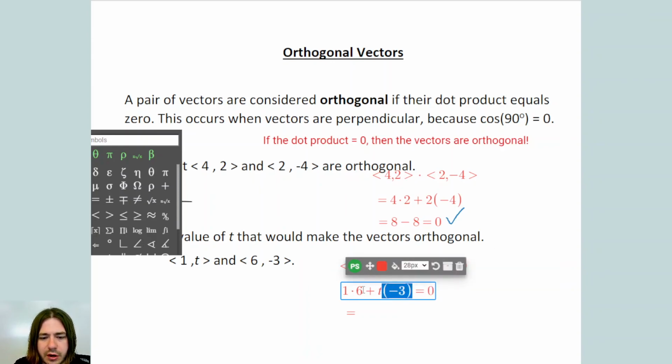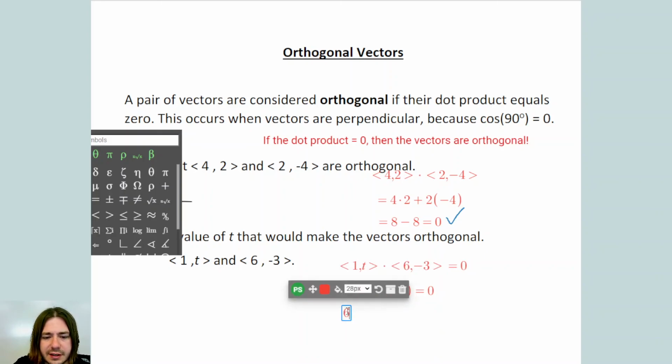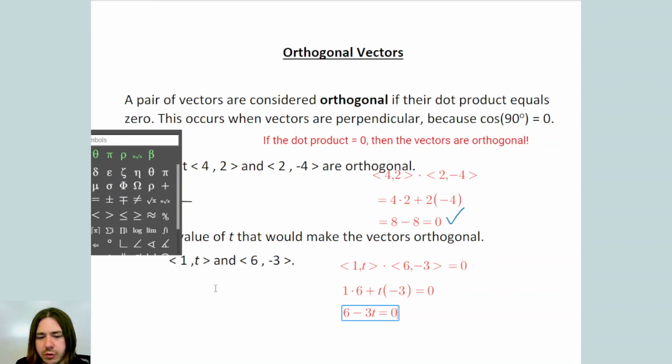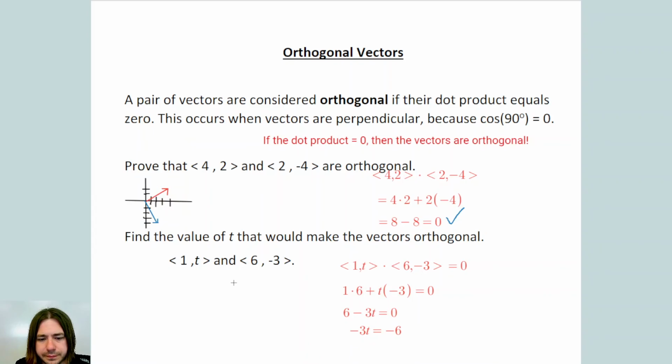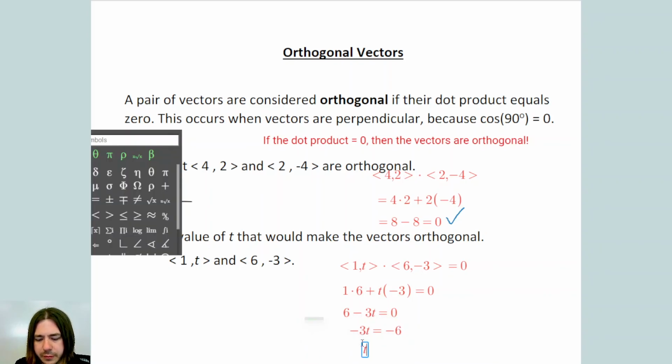So this is how we're going to compute the dot product. 1 times 6 is 6. And -3 times t, we can rewrite that as -3t equals 0. And from here, we're just going to solve for t. So we're going to subtract 6 from both sides, which will leave me with -3t equals -6. And then we're going to divide both sides by -3. And that should give me t equals 2.